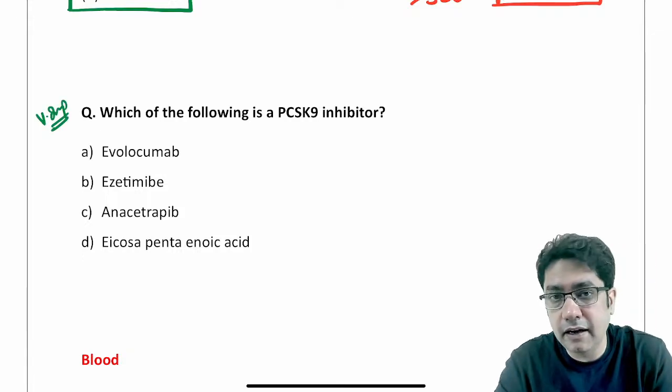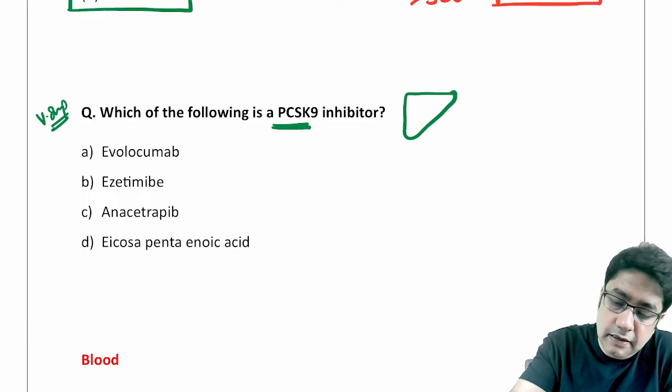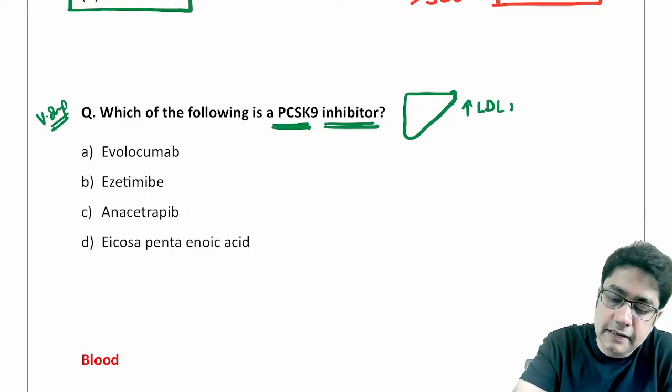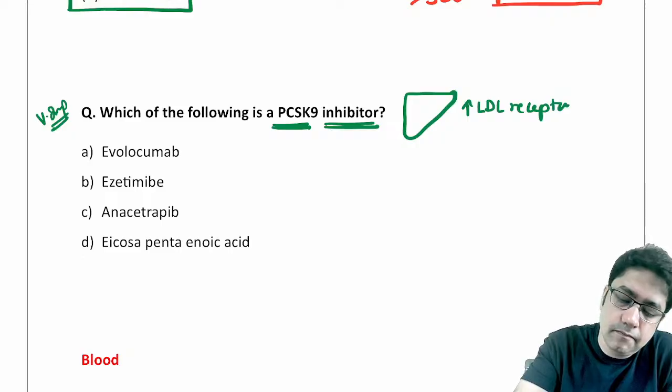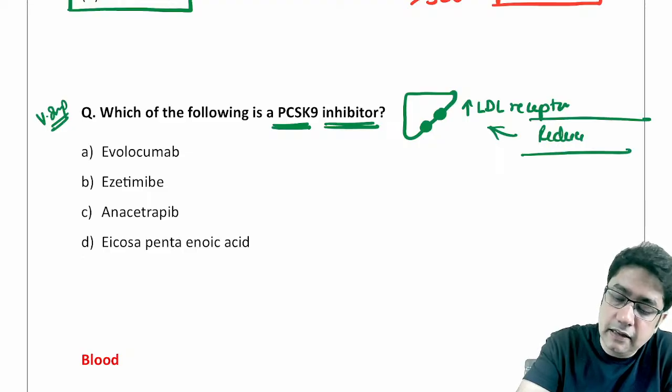Which of the following drug is a PCSK9 inhibitor? Remember, inhibition of PCSK9 in liver will increase LDL receptors on liver. LDL receptors on liver will increase, so it will reduce blood LDL level. Liver will take now LDL from blood.